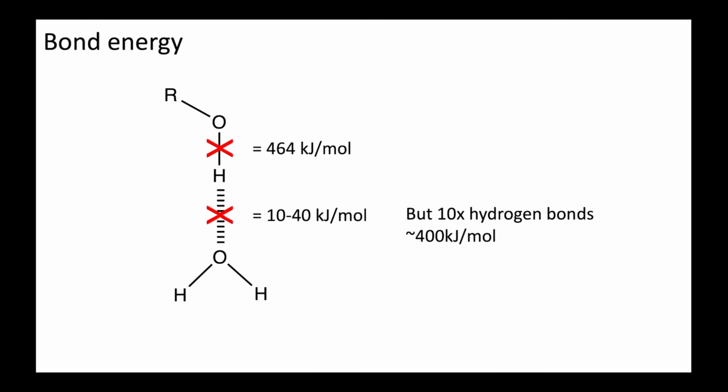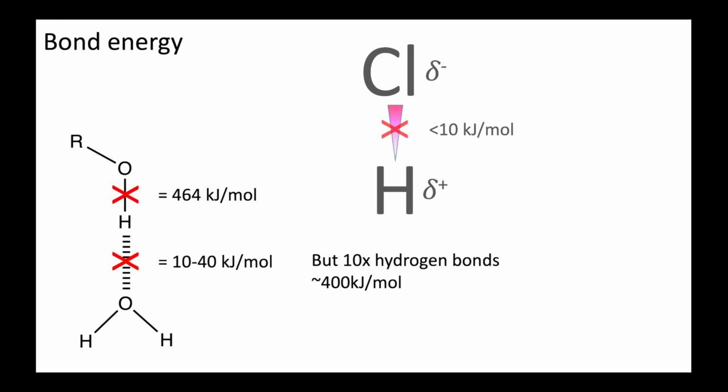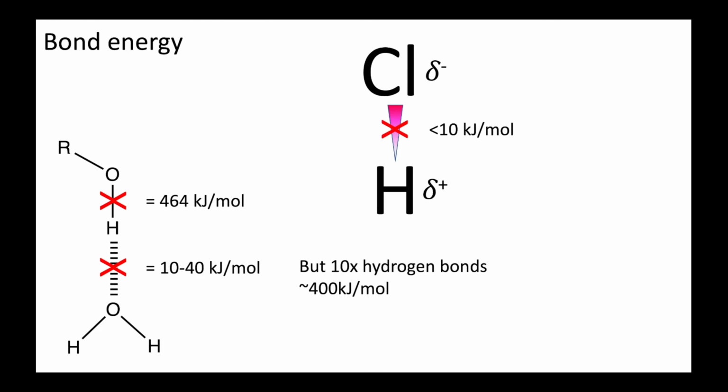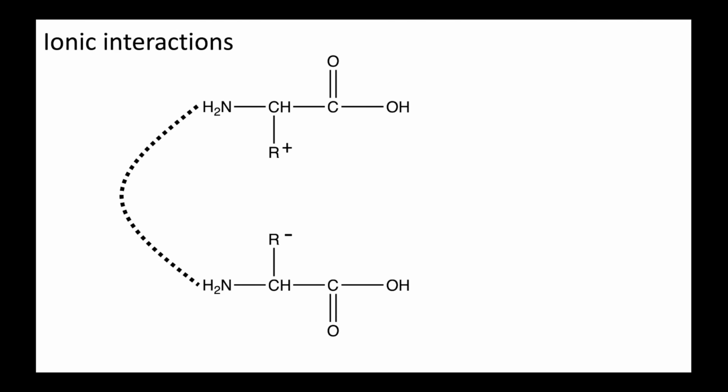Now, the reason that we class hydrogen bonds separately to other permanent dipole interactions is that they tend to be stronger, with a typical dipole-dipole interaction requiring less than 10 kilojoules per mole to break. The final type of interaction we need to look at is an ionic interaction, which involves the permanent transfer of electrons within an ionic region of a molecule.